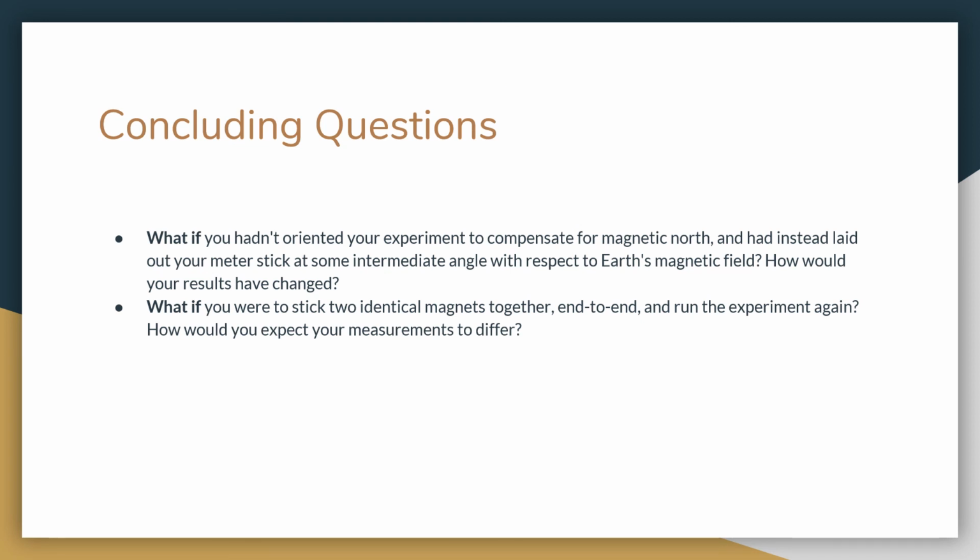First, what if I hadn't oriented my experiment to compensate for magnetic north and instead laid out the meter stick at some intermediate angle with respect to Earth's magnetic field? How would the results have changed?